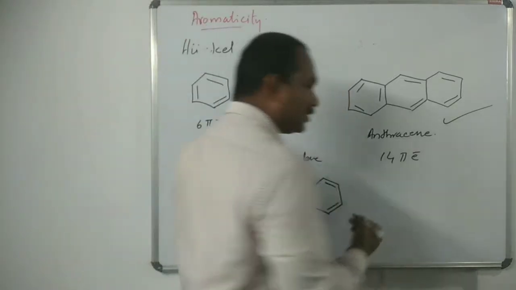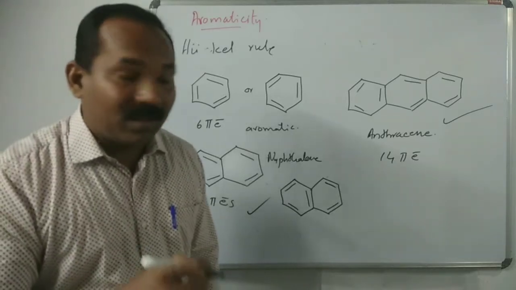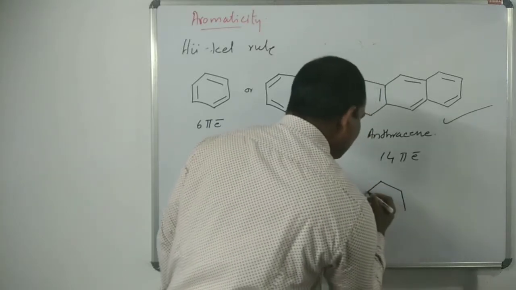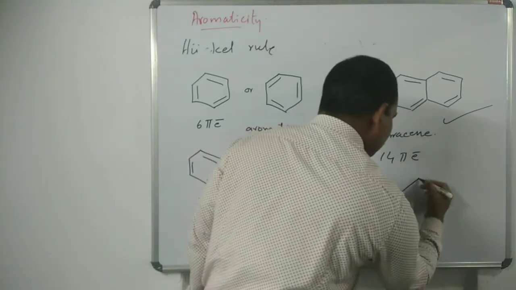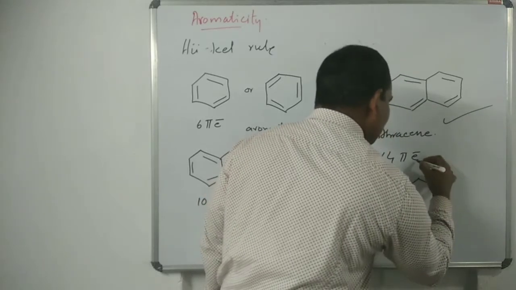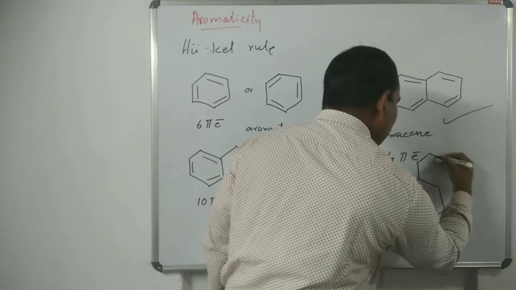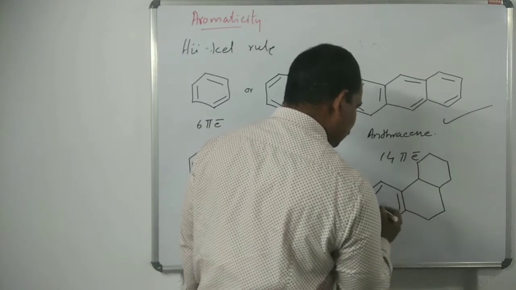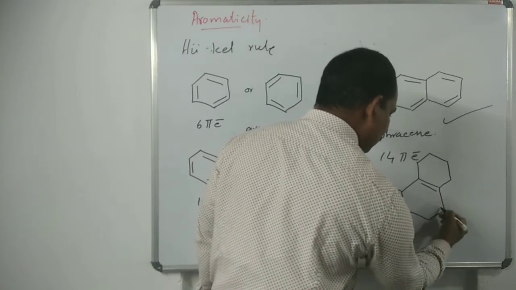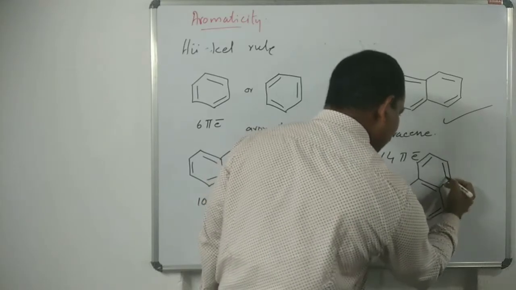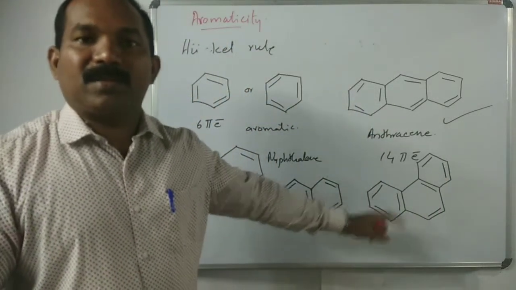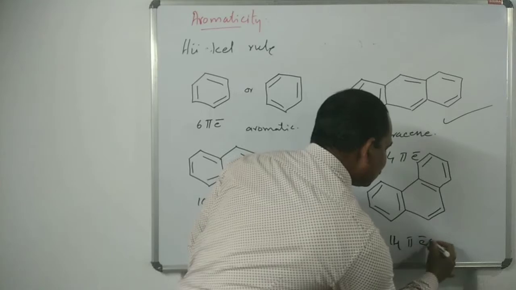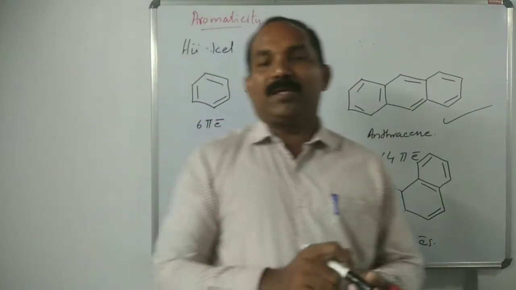And another is phenanthrene. Phenanthrene also contains 14 pi electrons, so phenanthrene is also aromatic.